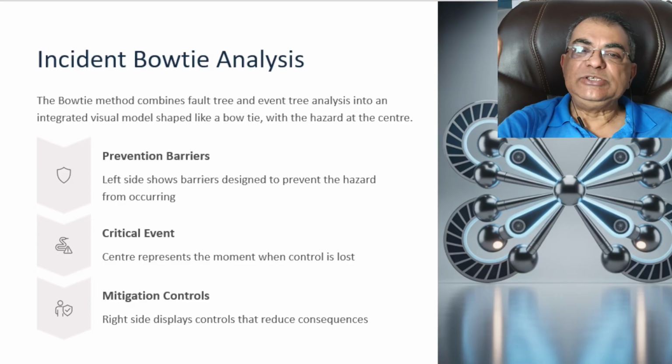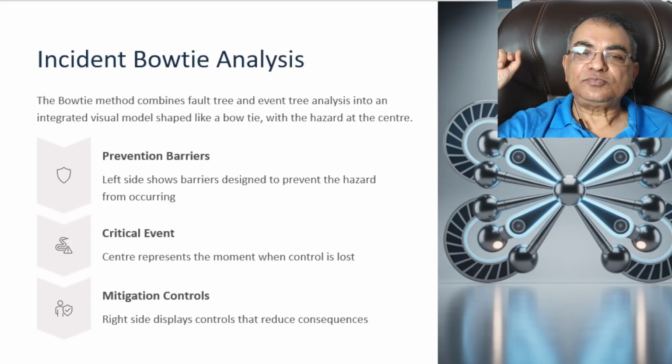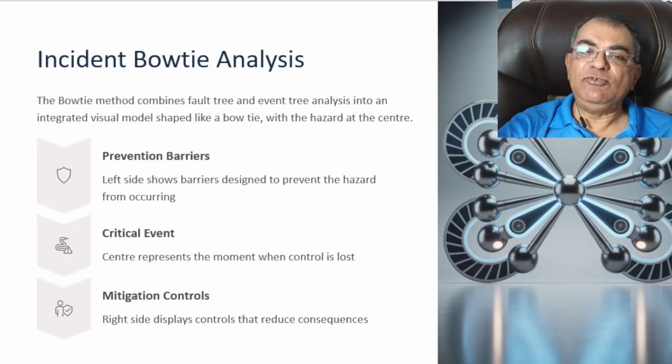Now, incident bow tie analysis. Bow tie, do you know it? By the figure also you will know it. The bow tie method combines fault tree and event tree analysis into an integrated visual model shaped like a bow tie with the hazard at the center.